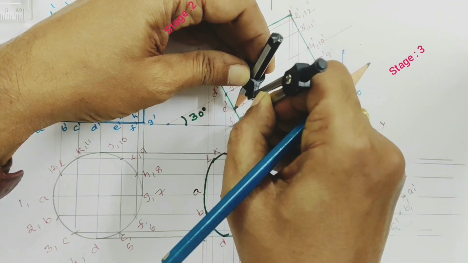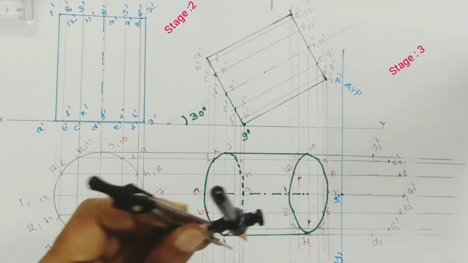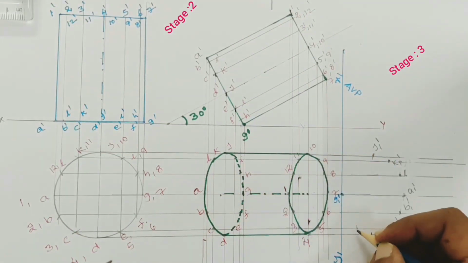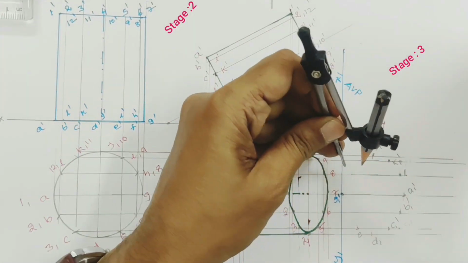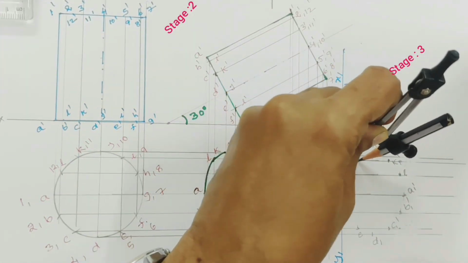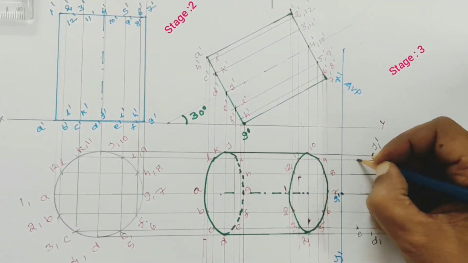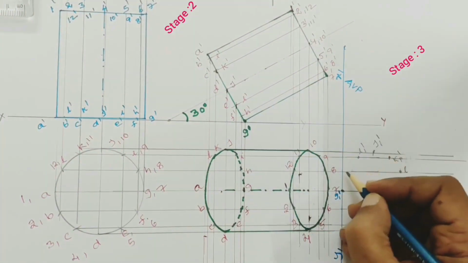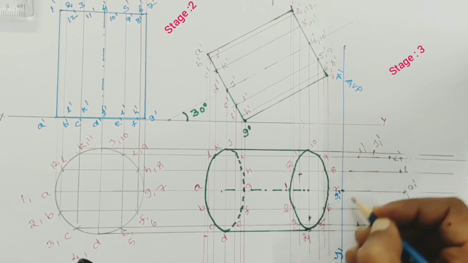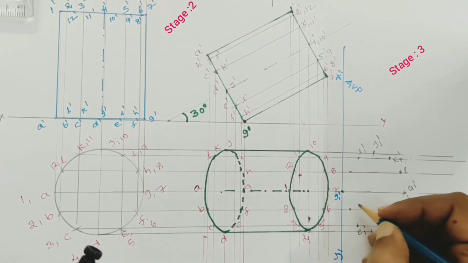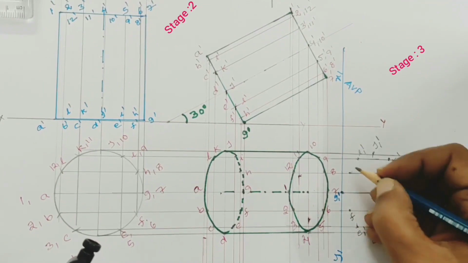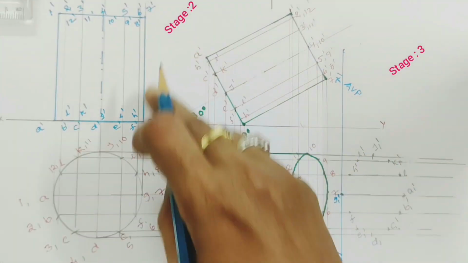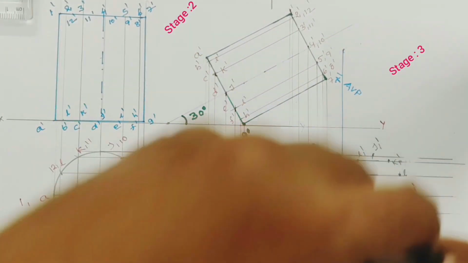Then E and I. Next F, this distance. F and H dash. I mean transferring the bottom base is over. Then we'll move towards top base.